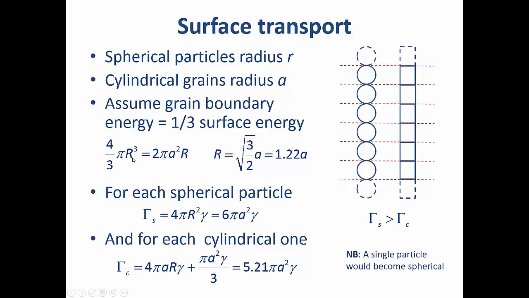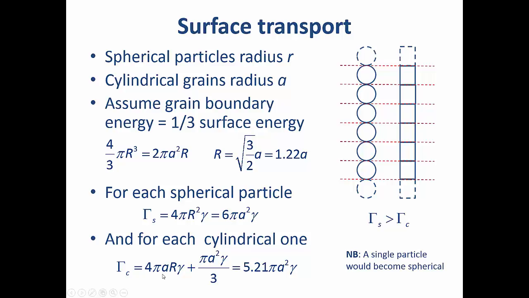4/3 πr³ for each spherical particle, and that's going to have to equal 2πa² times r. Remember, the height effectively has not changed. The factor of 2 here comes from the fact, of course, the height of each particle is 2r. πa² is the cross-sectional area. Rearranging that gives us r = 1.22a. For each spherical particle, the total surface energy would be 4πr²γ, which, if we substitute in r = 1.22a, gives us approximately 6πa²γ.